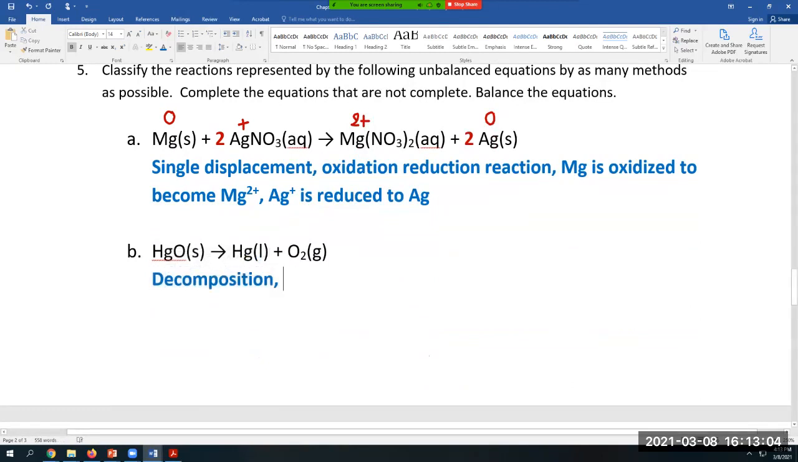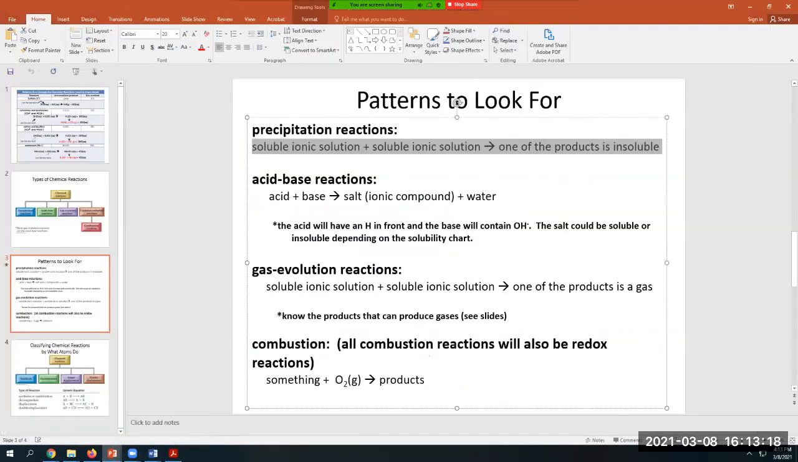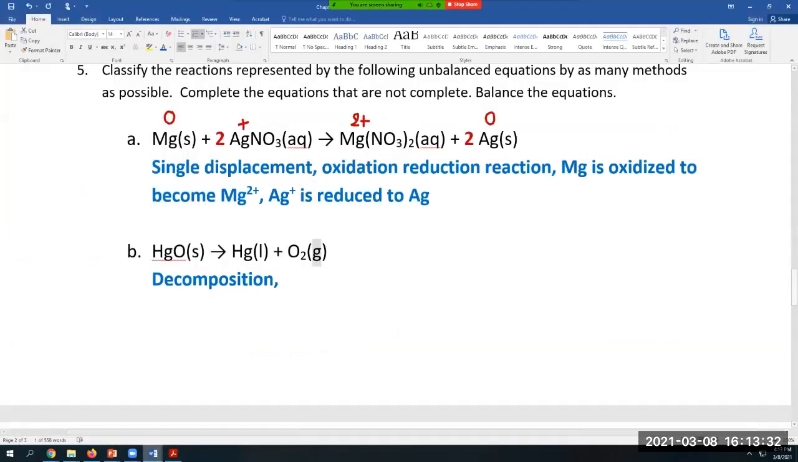Next, we can see that it cannot be acid-base, it cannot be a precipitation reaction, it cannot be a gas evolution reaction. Even though we are making a gas, it is not a gas evolution reaction, because the clue to recognize a gas evolution reaction is that you need to start with 2 aqueous solutions, and then one of the products will be a gas. Here we start with a solid, so it doesn't fit the pattern. So this is not a gas evolution reaction either, nor acid-base, nor precipitation reaction. So it looks like it's again an oxidation reduction reaction.